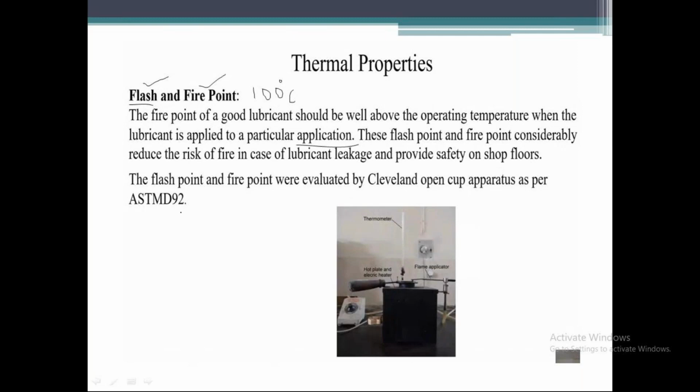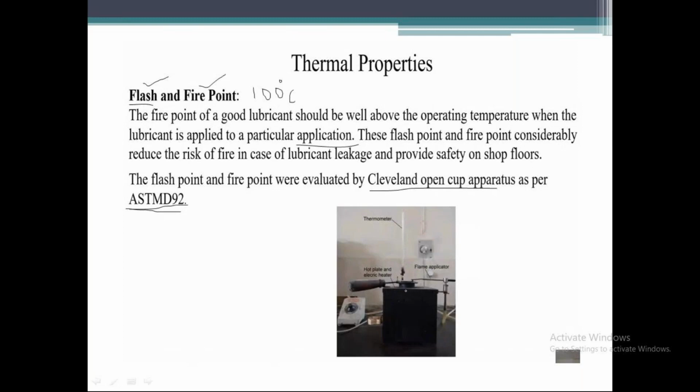How this is measured is using a Cleveland open cup apparatus as per ASTM standard, the American Society for Testing Materials. This one is again with the standards. We will have a certain procedure. We have to maintain a pressure, and we have to pour the oil into this cup-like structure. Then we slowly heat this chamber, and we have a thermometer to measure the temperature, and we have a flame igniter here.